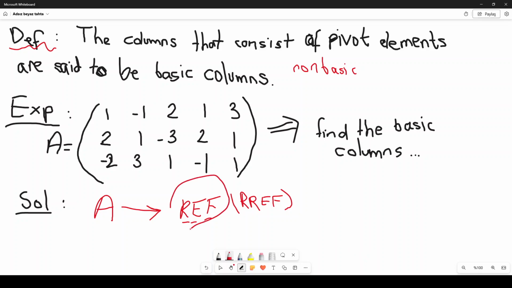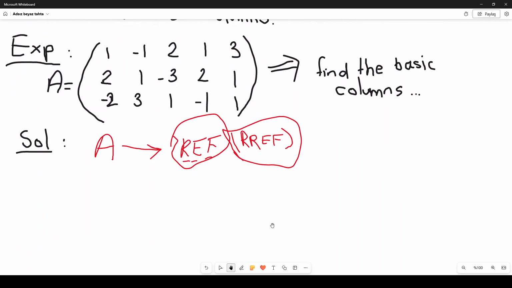And to do so, we either use Gaussian elimination method or Gauss-Jordan method. And again, it doesn't matter which technique we use, we will find the same basic columns. So you can use your favorite one. You can either use Gaussian elimination method, where we reduce our matrix to row echelon form, or Gauss-Jordan elimination method, where we convert our matrix into that of a reduced row echelon form. Okay, suppose now I choose to use Gauss-Jordan method, and let's first convert our matrix into reduced row echelon form.